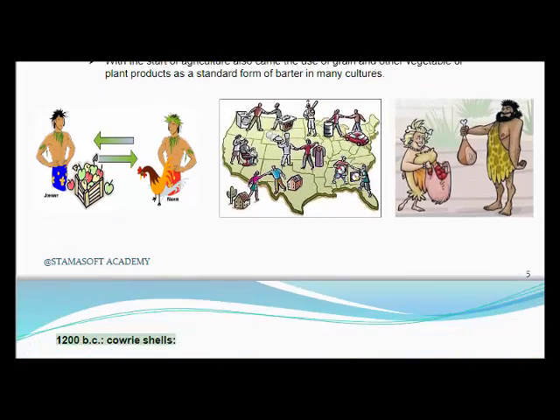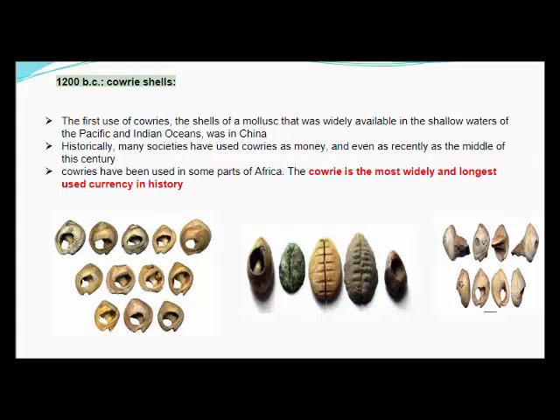1200 BC, cowrie shells. The first use of cowries, the shells of a mollusk that was widely available in the shallow waters of the Pacific and Indian Oceans, was in China. Historically, many societies have used cowries as money, and even as recently as the middle of this century, cowries have been used in some parts of Africa. The cowrie is the most widely and longest used currency in history.